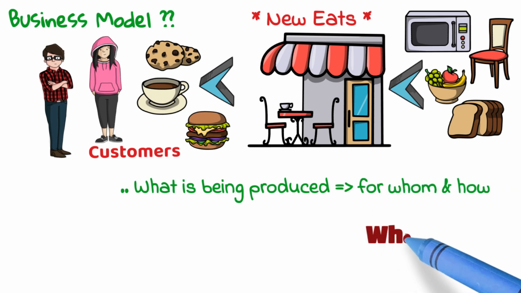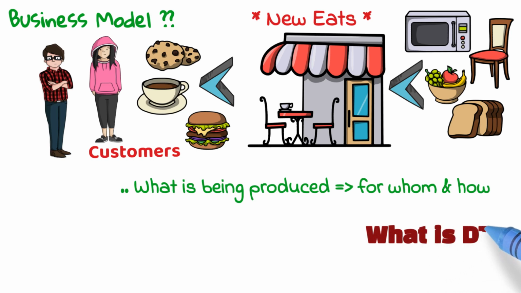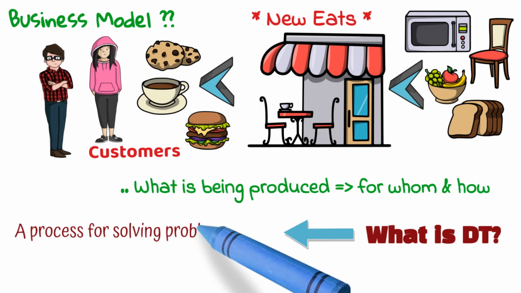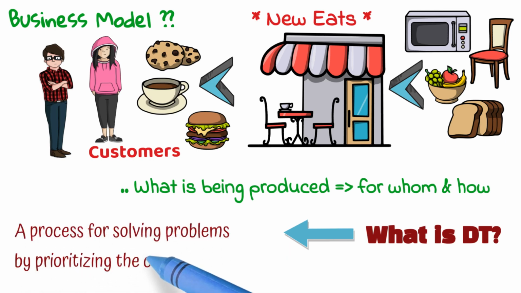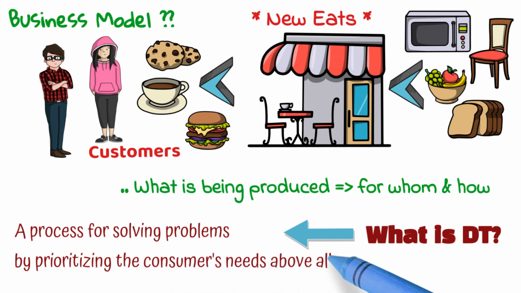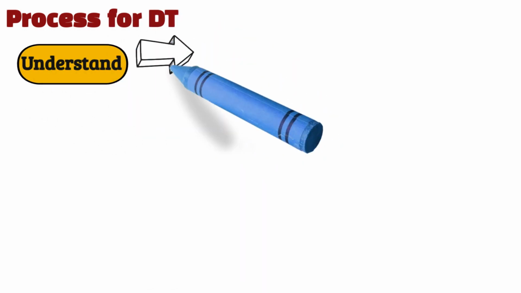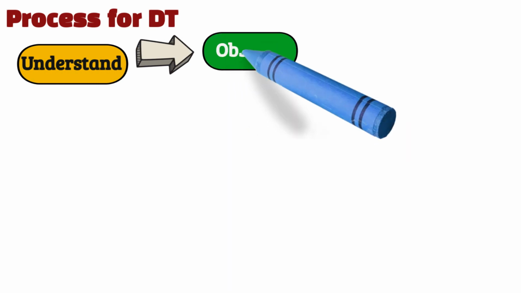This brings us to the original question, what is design thinking? It is a process of solving problems by prioritizing the consumer needs above all else, other needs like procurement, raw material, employee management. Let's look at the design thinking process. It has 6 steps. The first 3 are understand, observe, and point of view.